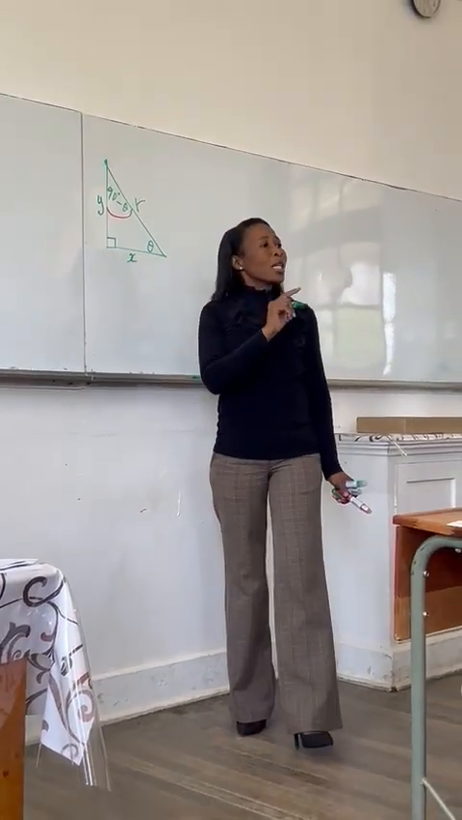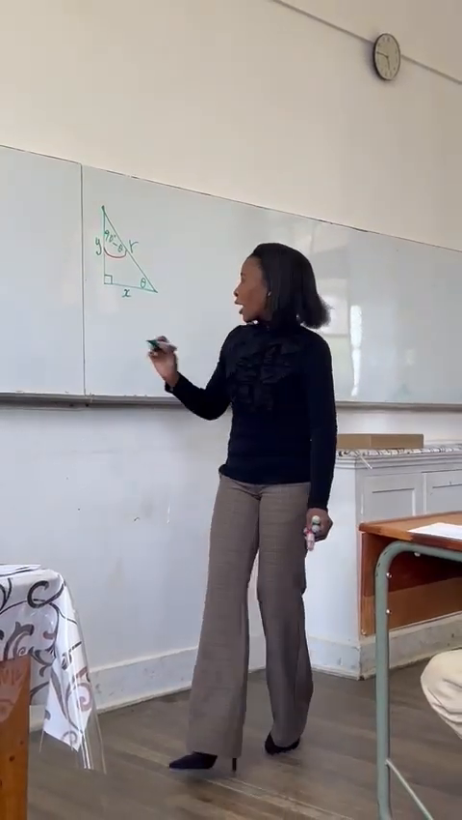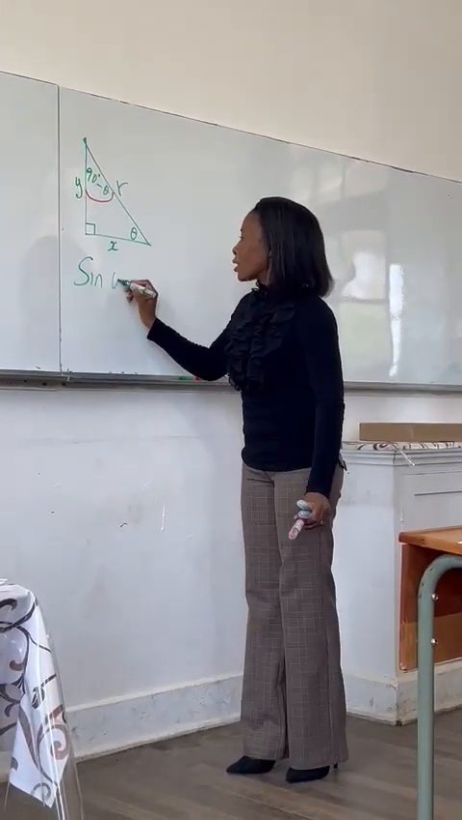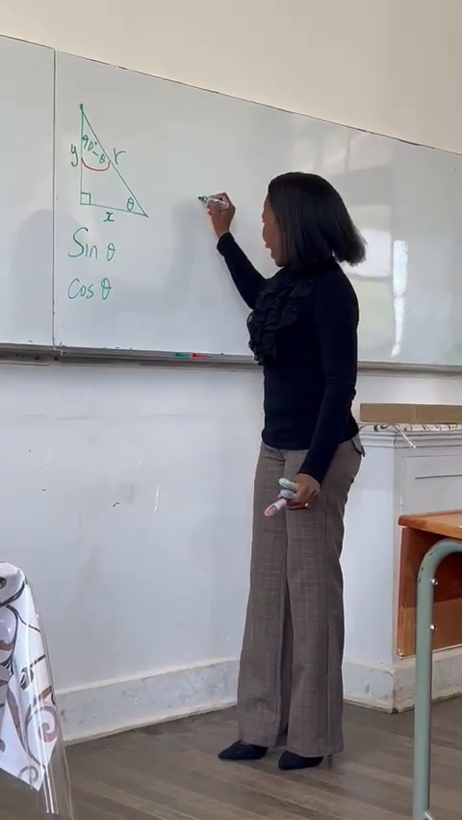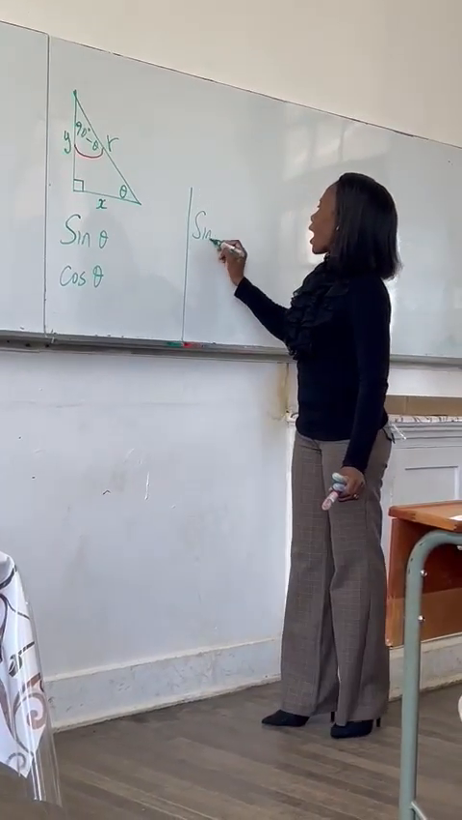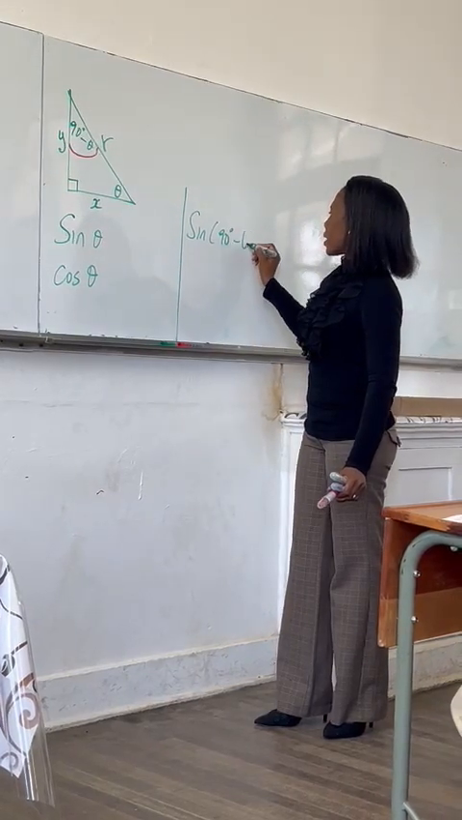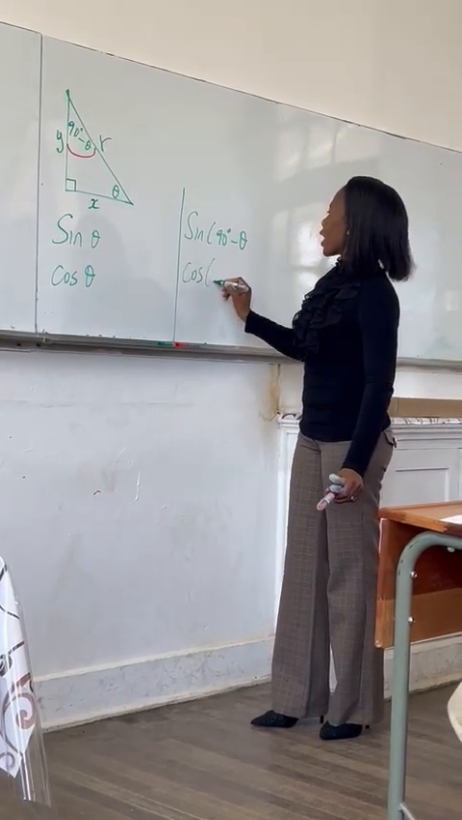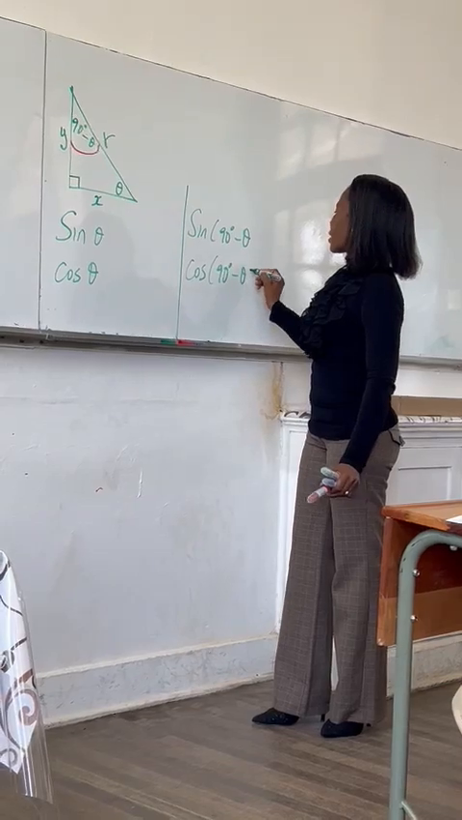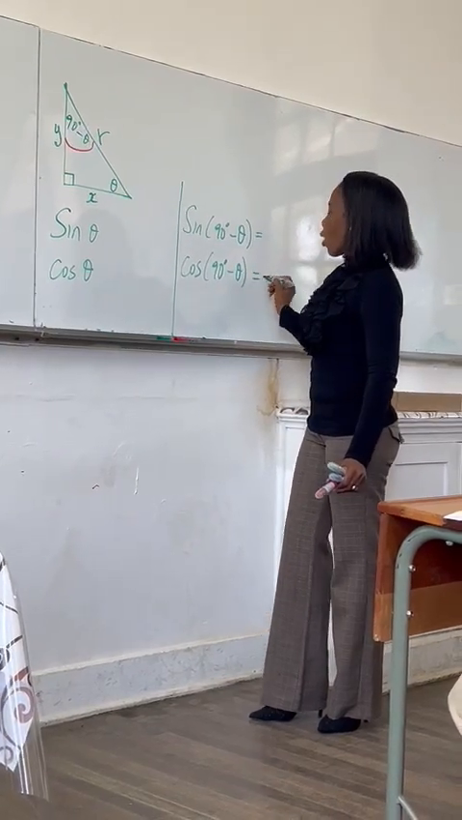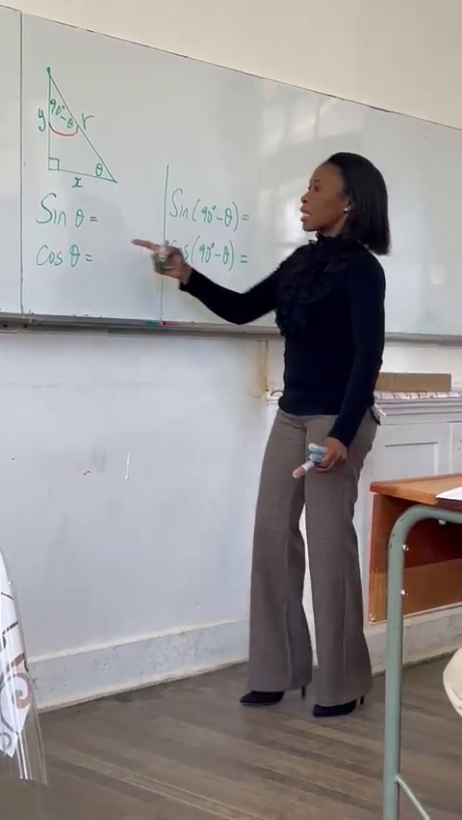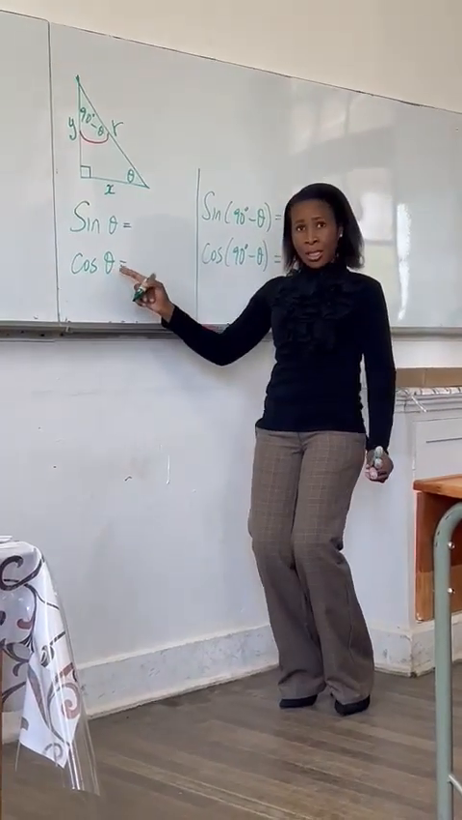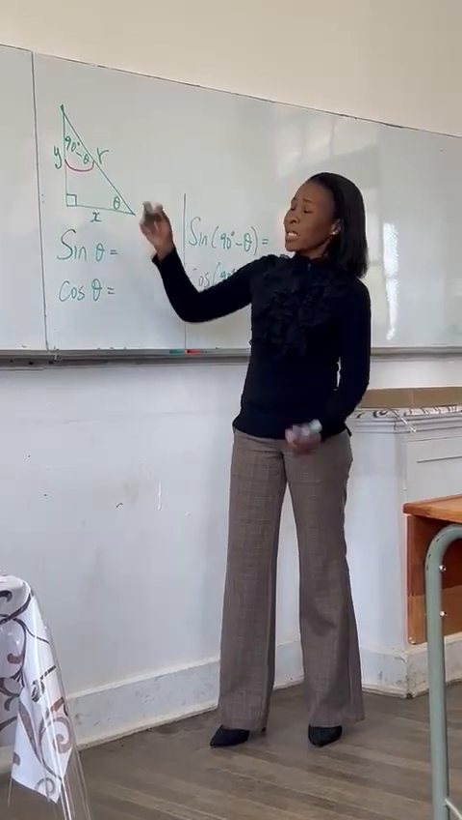Now, using SOHCAHTOA, allow me to use sine theta, cos theta, and then again sine of 90 degrees minus theta and cos of 90 degrees minus theta. Actually, I want to convince you why we say when you see this, think of this. Let's start with the red one.